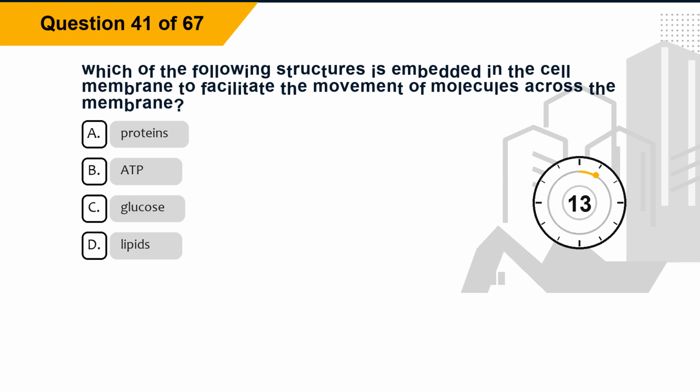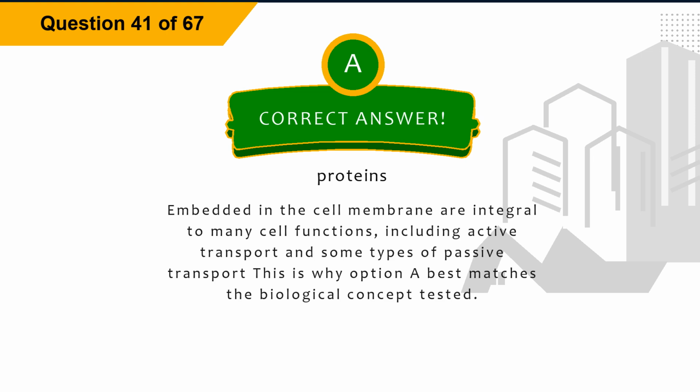Question 41. Which of the following structures is embedded in the cell membrane to facilitate the movement of molecules across the membrane? Option A, proteins. Option B, ADP. Option C, glucose. Option D, lipids. The correct answer is option A, proteins. Explanation. Proteins embedded in the cell membrane are integral to many cell functions, including active transport and some types of passive transport. This is why option A best matches the biological concept tested.